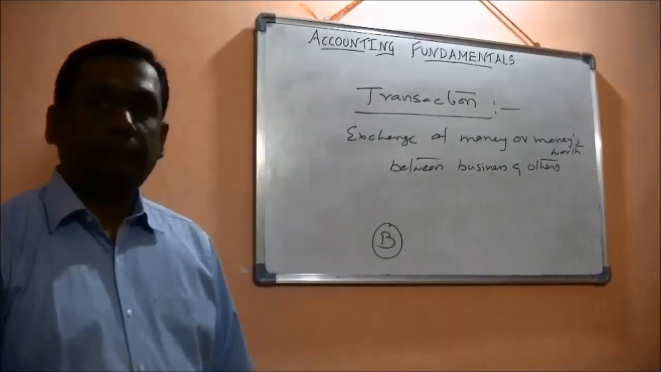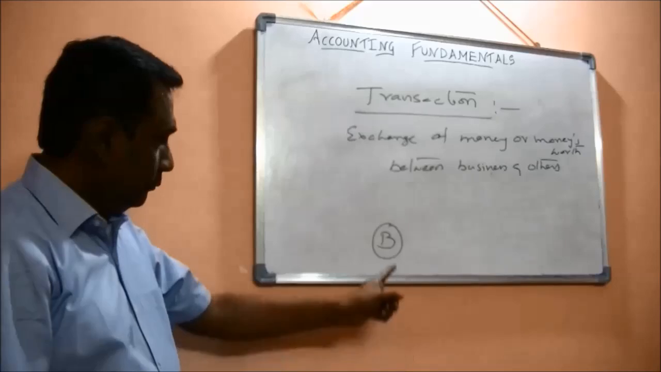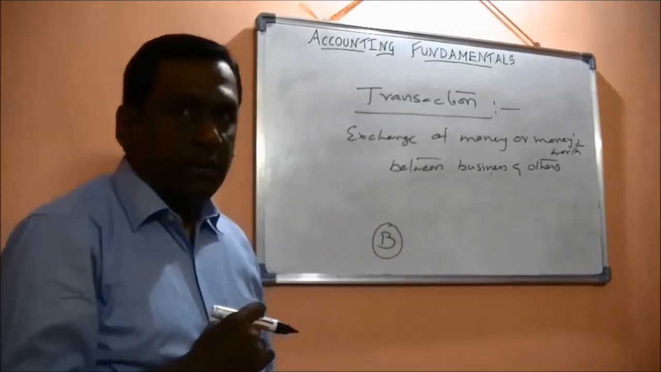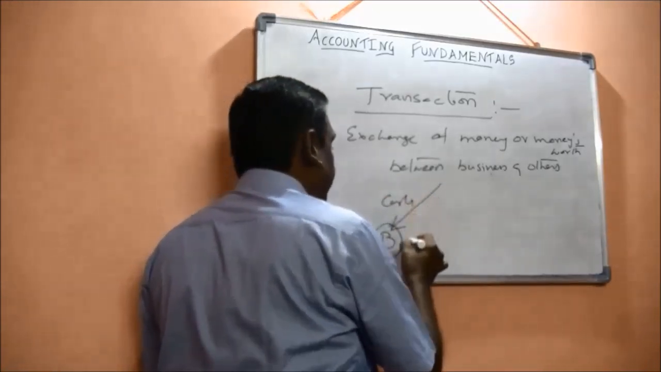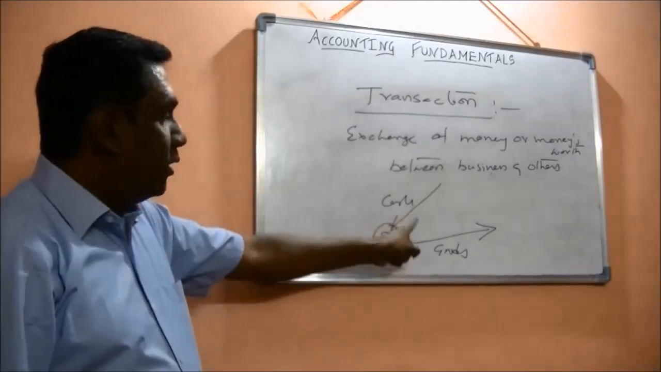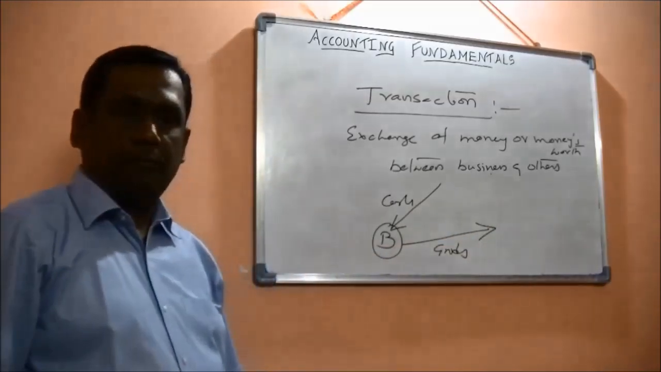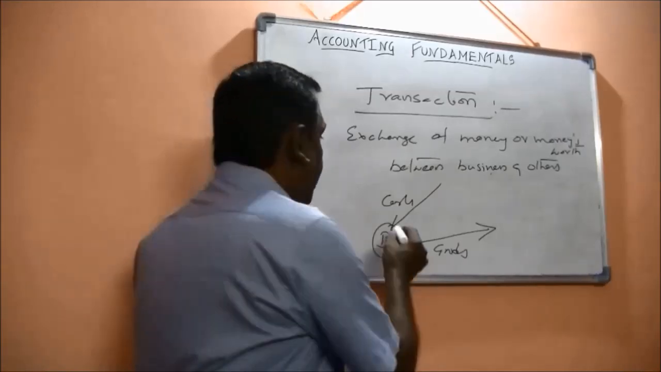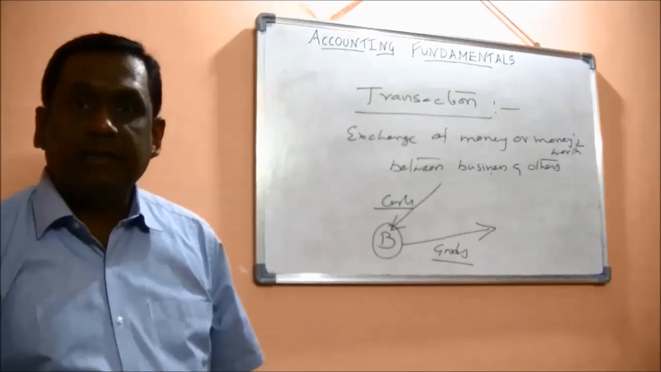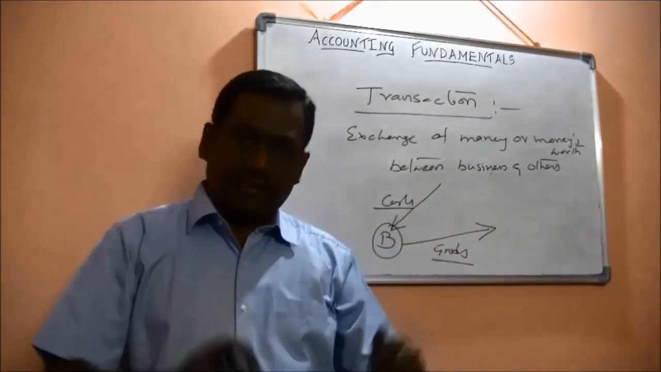This is business. This business sold goods for cash. What happened? Business sold goods on cash. So, when business sold goods on cash, what comes in? Cash. What goes out? Goods. Am I right? Is it not an exchange? What business is doing here? Business is receiving cash and giving goods. So exchange is happening in money and money's worth. So as per definition, this will be called a transaction, because exchange is happening in money and in money's worth between business and others. So this is a transaction.